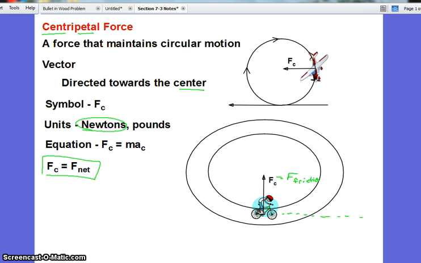of the centripetal force. But is that the only force acting on the bike? The answer is no. There's also the gravitational force and the normal force. But those forces cancel each other out. And therefore, the net force is the force of friction, which is also then the centripetal force.